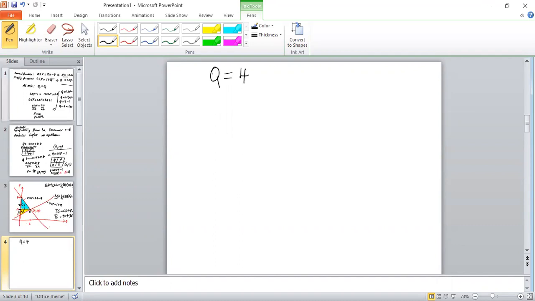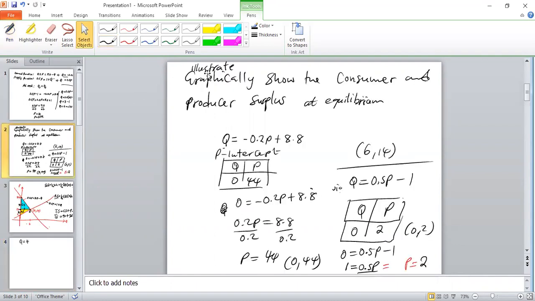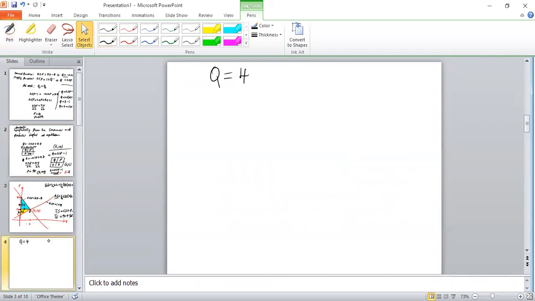So already we have the equations. Can I have the equation for the producer? What's the equation for the producer, which is the supply function? 0.5 P is equal to 1 plus Q, like that, isn't it?